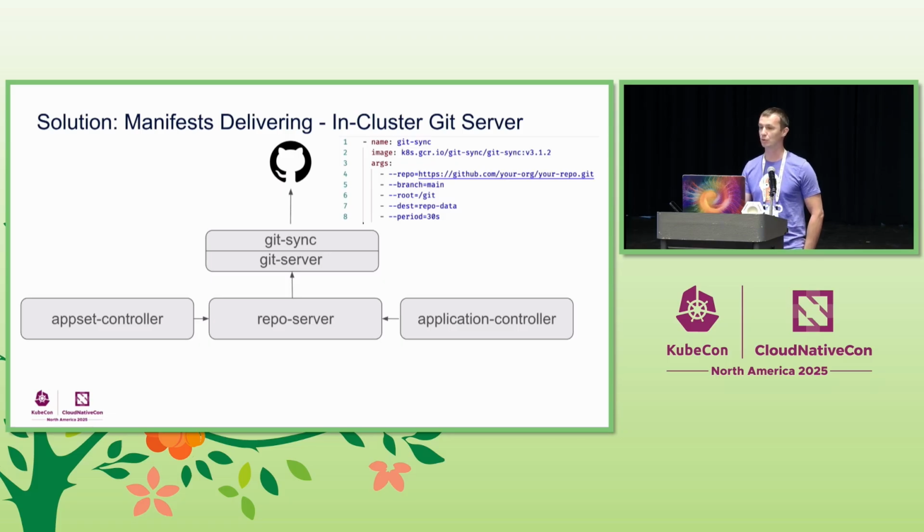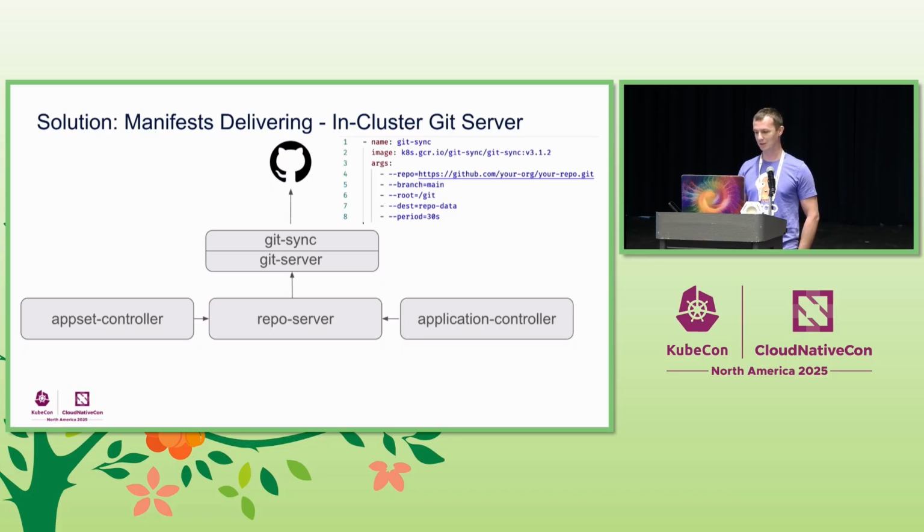We simply solved it by introducing an in-cluster Git server that we use as a cache. We had to build a custom image that consisted of just Git and Nginx with the HTTP Git backend. And we borrowed this amazing tool called git-sync, which is available under the Kubernetes org on GitHub.